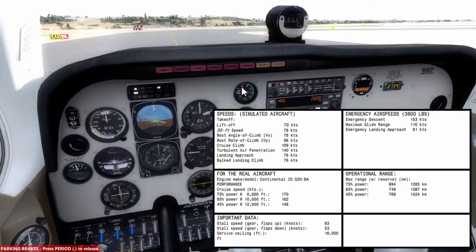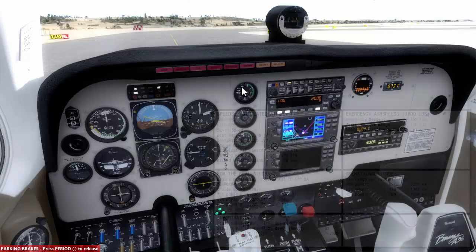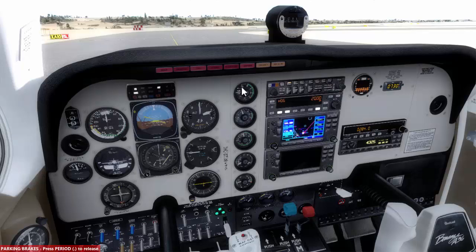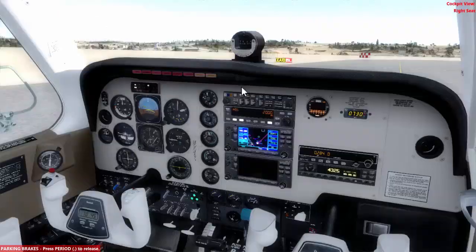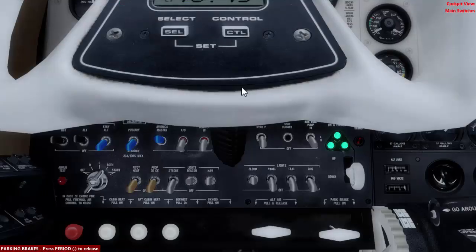So when we reach 70 knots, or 78 knots, we will move the steering wheel a bit back, the steering wheel or the yoke, and the aircraft will just take off. We will move it gently, and we will take off.